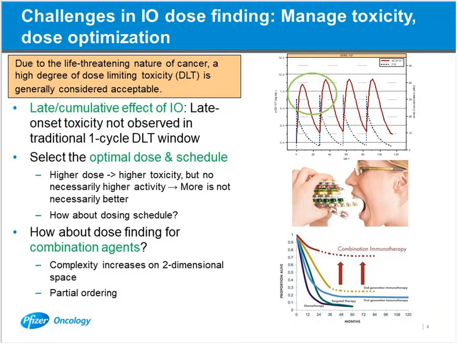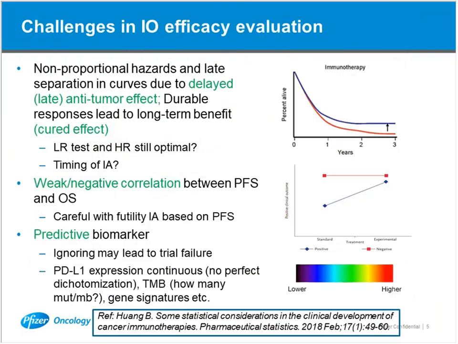Given the mechanism of action of immunotherapies, there are a number of challenges in clinical development from early phase to late phase. In the interest of time and to focus on the main topic of this presentation, I won't go into details of each of these. Some statistical challenges in early phase dose-finding trials are management of toxicity and dose optimization for single agent and combination therapies. While for late phase development, some challenges include non-proportional hazards due to delayed and long-term effect, weak or even negative correlation between progression-free survival and overall survival, and the selection of predictive biomarkers for design and analysis.